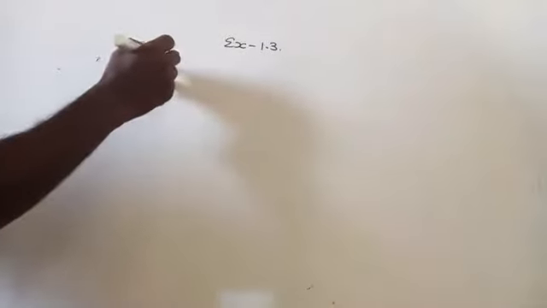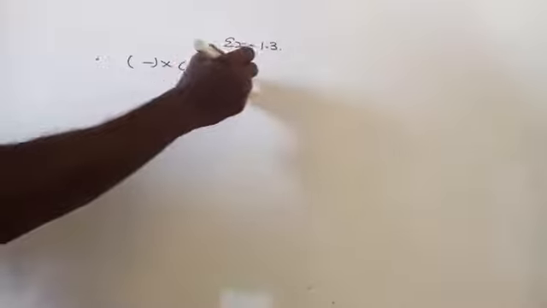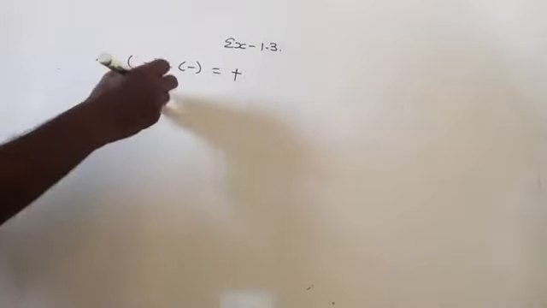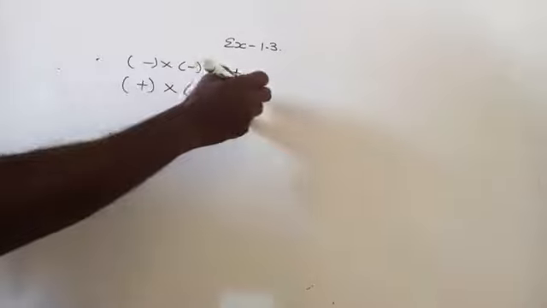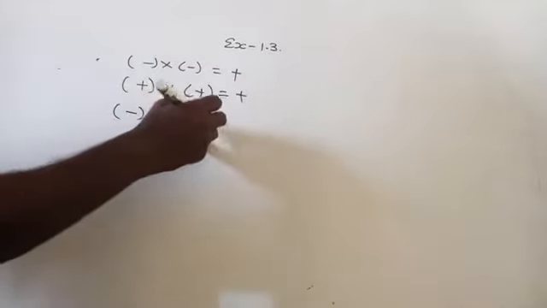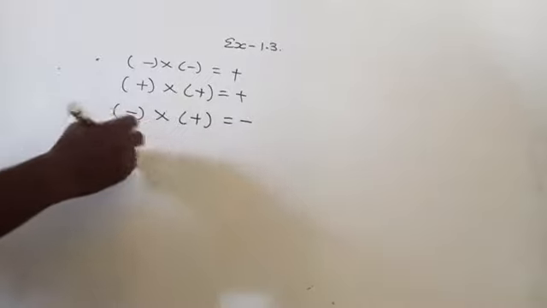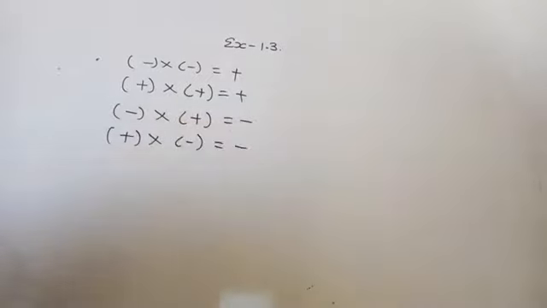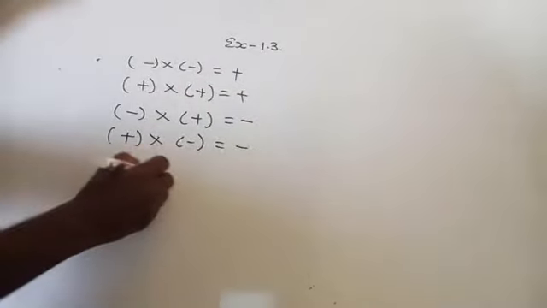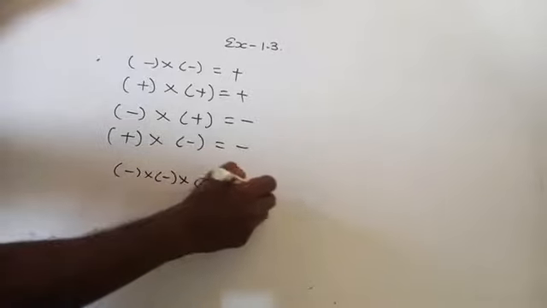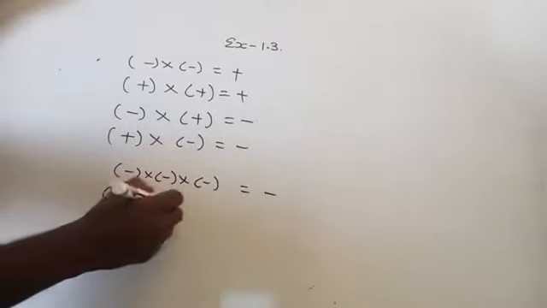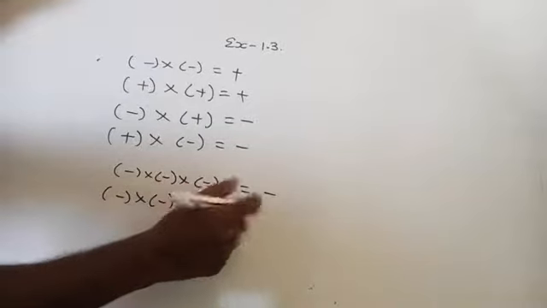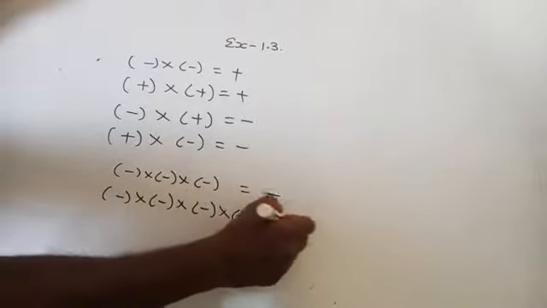Now it is exercise 1.3. Before going to exercise 1.3, tell me the product rules. The product of two negative integers is a positive integer. The product of two positive integers is always positive. The product of a positive and a negative integer is negative. So when we are multiplying a negative integer an odd number of times, the result is negative. When we are multiplying a negative integer an even number of times, then it is positive.